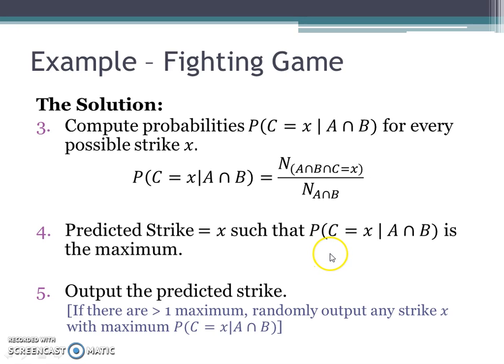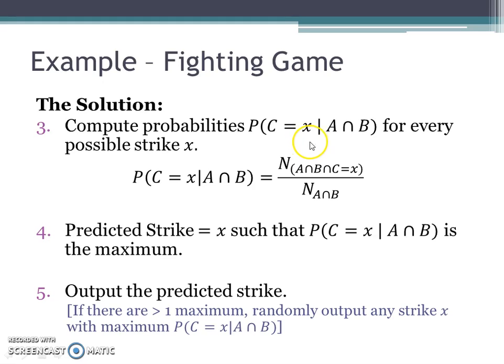After that, this is where you compute the probabilities to make predictions. So you compute the probabilities P(C = X | A and B) for every possible strike X. Now what this means is that X can be any of the 3 strikes that are available. X can be a punch, it can be a low kick, or it can be a high kick.